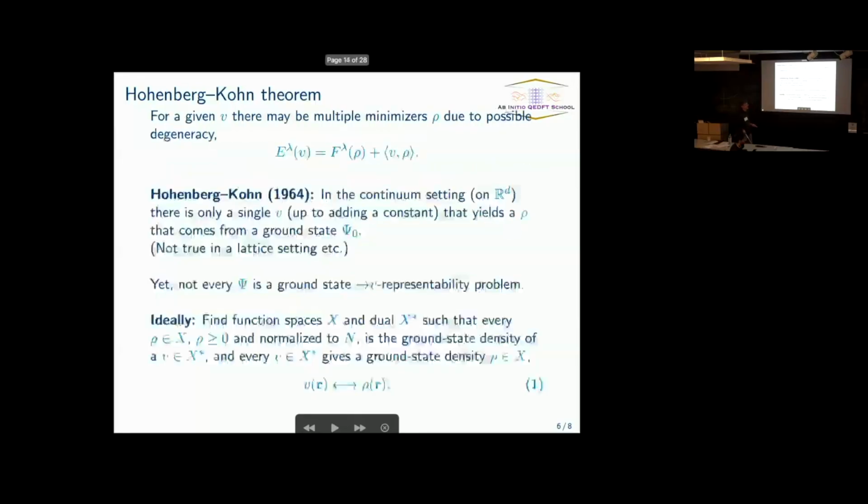Yeah. So regarding the Hohenberg-Kohn theory, which is not true in a lattice setting. Yes. Can you explain more about this point? Oh, it's very simple. There are just very basic counterexamples where you can choose one density, and there's an infinite number of potentials realizing exactly this density. And it's not just adding a constant, it's really different potentials.